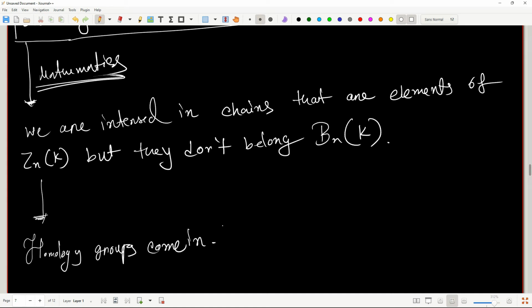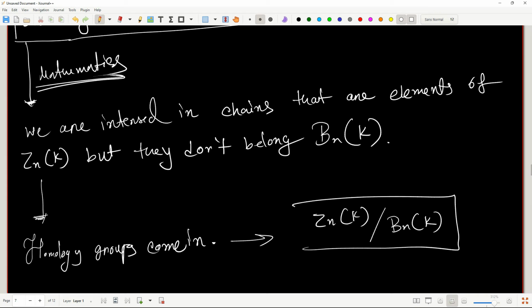And the basic idea to find such chains is to just compute the group given by Z_n(K) quotient with B_n(K). And what this intuitively means is that you take all the elements of Z_n(K), that means all the elements of the cycles, and you take all the elements of the boundaries. And you know that all the elements of the boundaries will also be inside all the elements of cycles, right? Any element that belongs to the boundary will also belong to the cycle as well. And then what you do is that you distinguish this element.